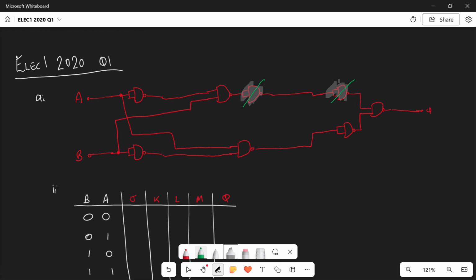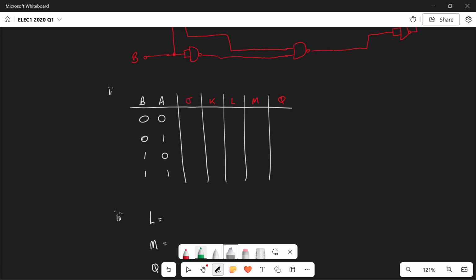Okay, so part 2. So for part 2, complete the truth table for the original logic system. So they don't want you to do it for the NAND gate, they want you to do it for the original system because it could be ever so slightly different. Okay, so J is the NOT of A, and therefore it's just going to be 1, 0, 1, 0. Okay, K is the NOT of B, so it's going to be 1, 1, 0, 0.